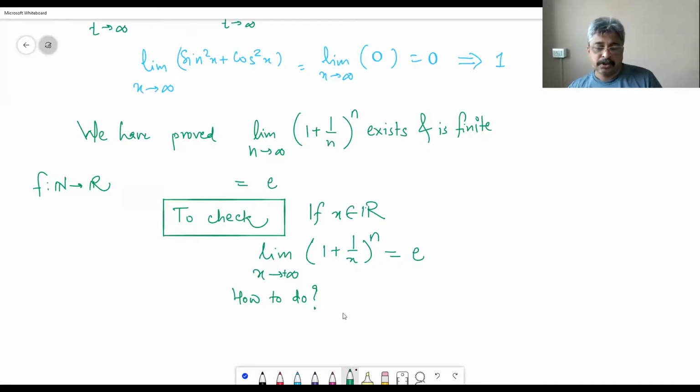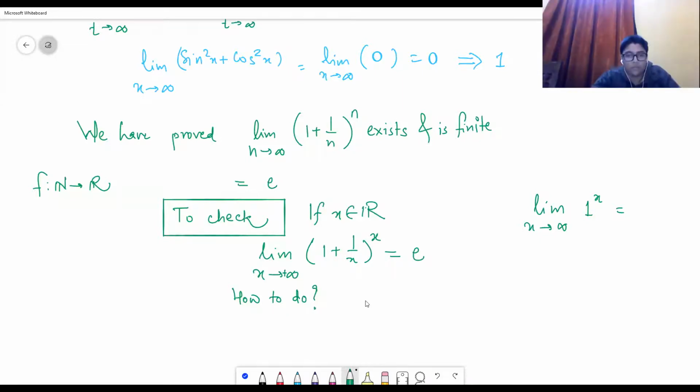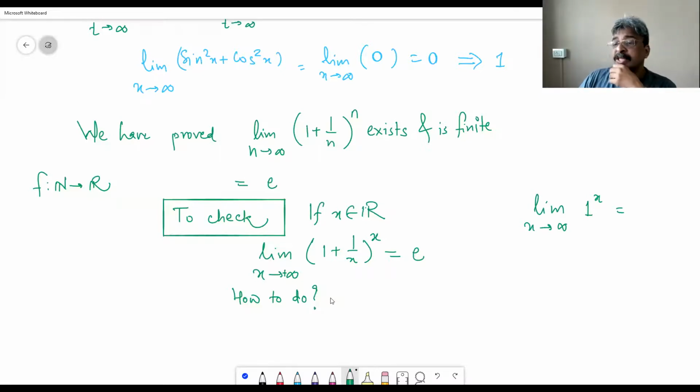Correction, this should be raised to x. Okay, as I have started my recording again, let me tell you what this is. Now, limit x tends to infinity 1 raised to x. Can you tell me how much is this limit? We have done this. Limit x tends to infinity 1 raised to x is how much? 1. We said that it is 1.